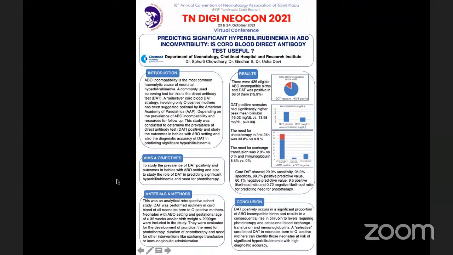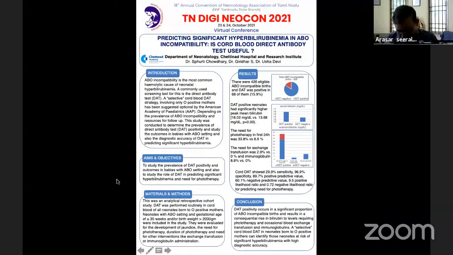It was seen that during the study period, that is January 2019 to December 2020, there were 426 ABO incompatible births with DAT positivity of 15.9% among them. It was seen that DAT positive neonates had higher peak bilirubin levels, that is 16.2, versus DAT negative newborns, which was 13.6 milligram per deciliter.